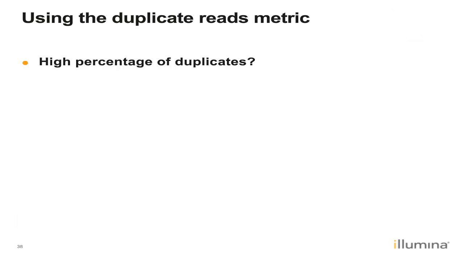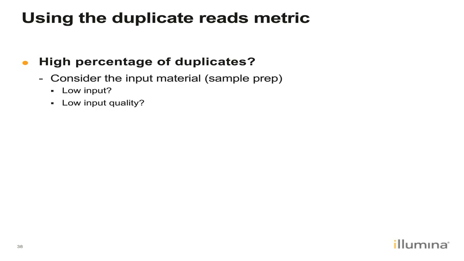So if I have a high percent duplicate in my sample, what are some of the things we can take a look at? Again, we often come back to the input material. If you just have a low amount of input going in, those will tend to be copied more during those PCR steps because there's less template available. So just the chance of introducing PCR duplicates is a little bit higher with those lower input or maybe lower input quality samples.